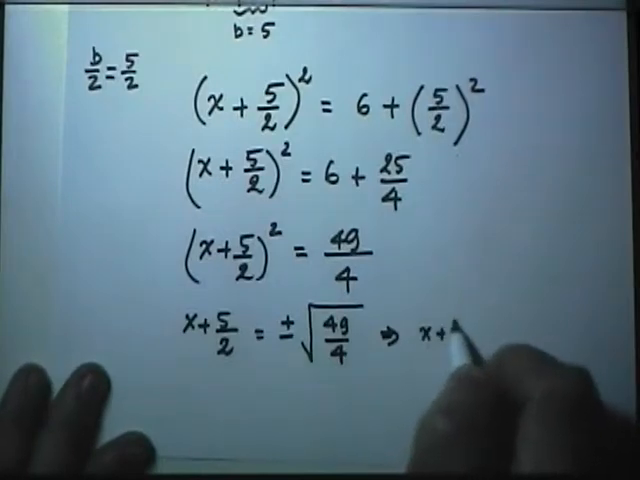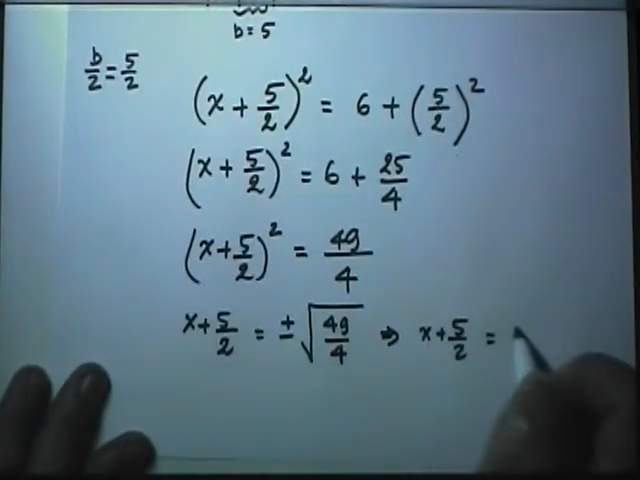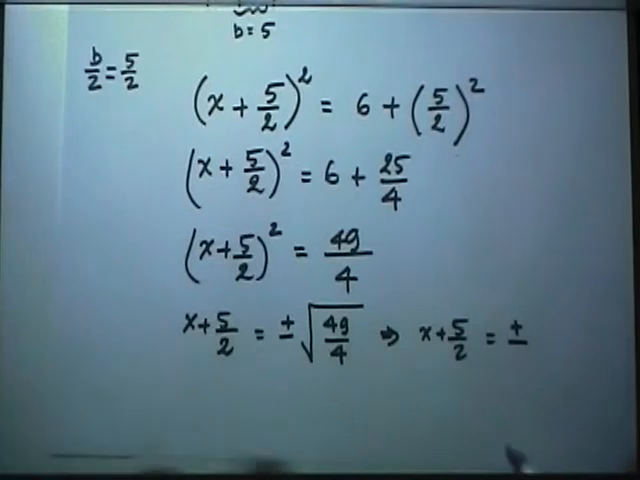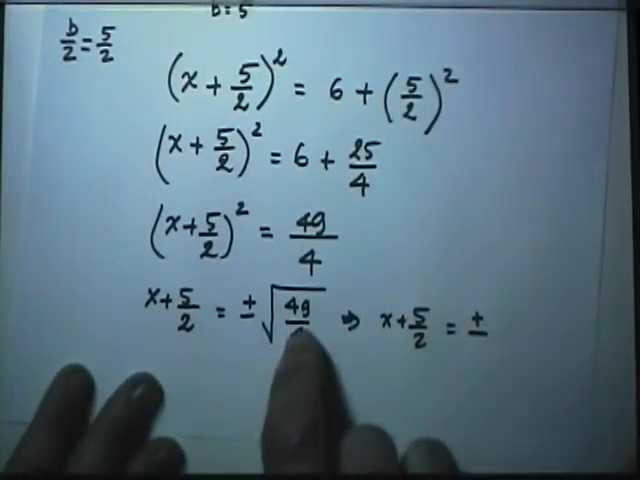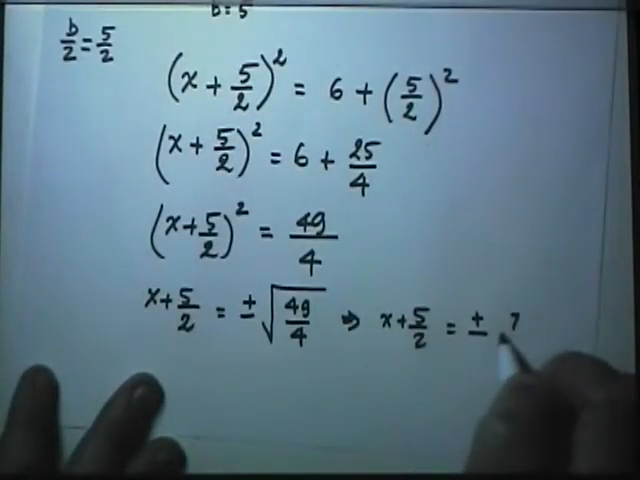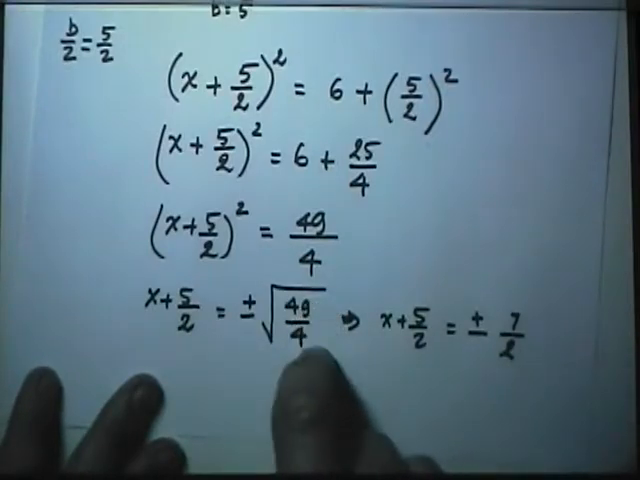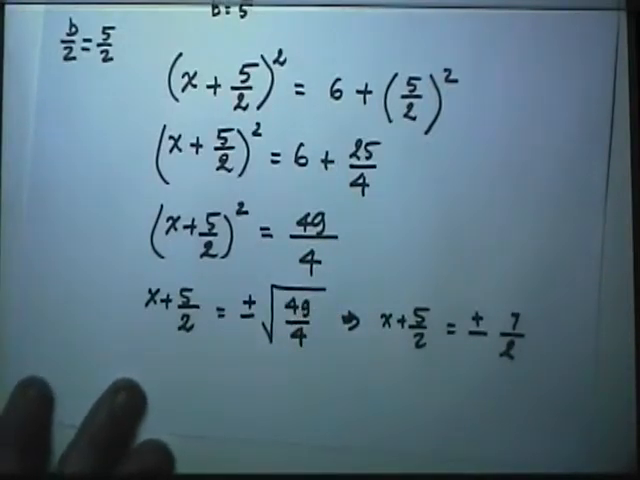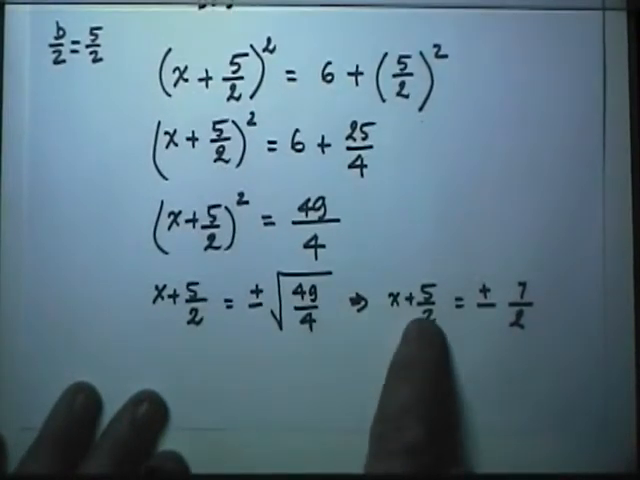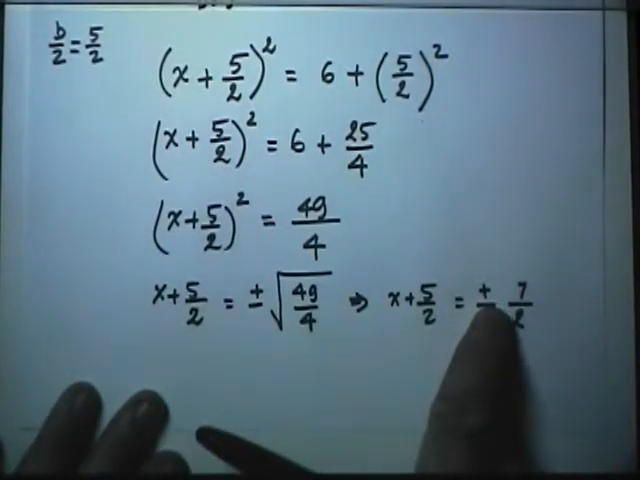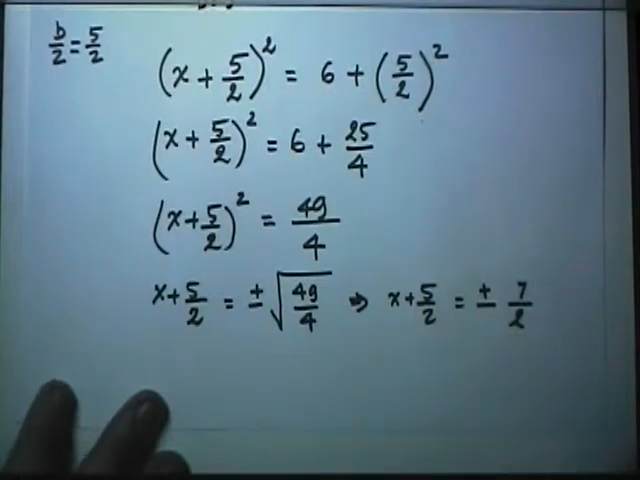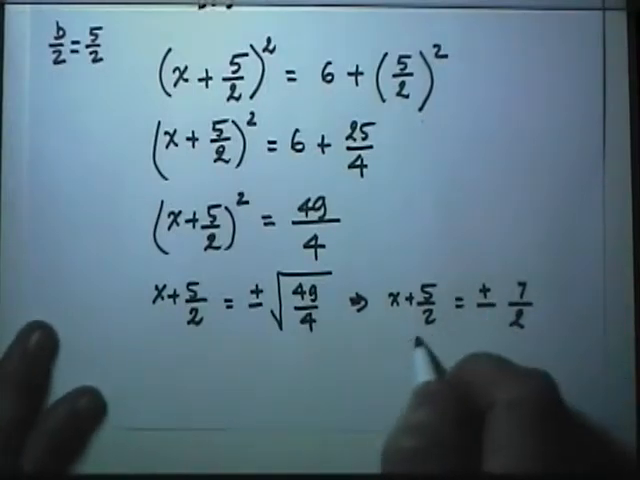Which is the same as x plus 5 over 2 equals plus and minus the square root, and when you take the square root you get 7 over 2, because the square root of a fraction is the square root of 49 over the square root of 4, right? So my equation is reduced to x plus 5 over 2 equals plus and minus 7 over 2. Now I'm going to subtract 5 over 2 from both sides.